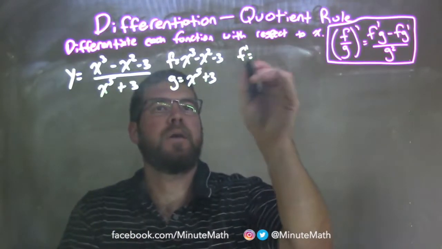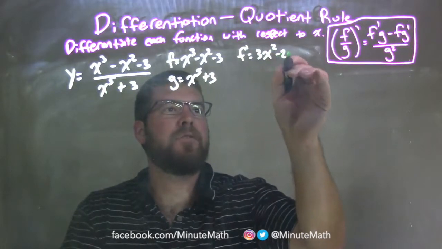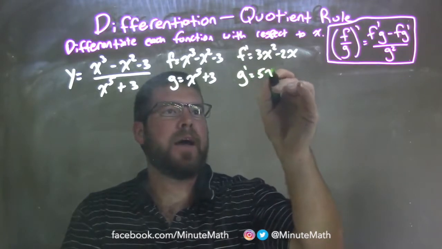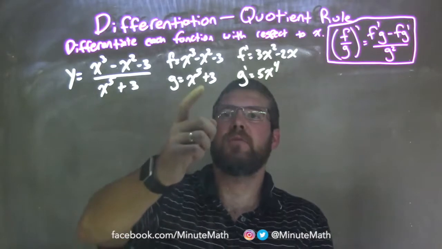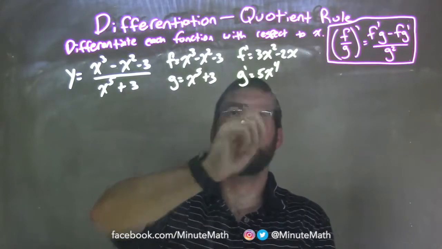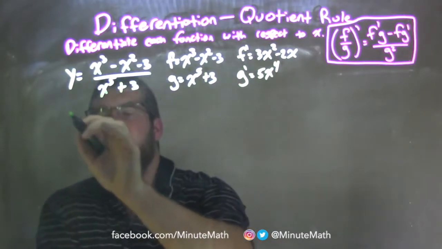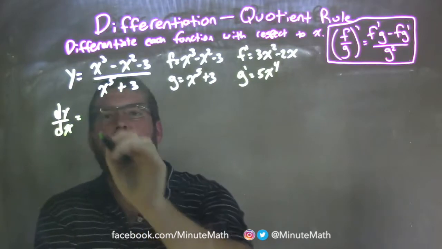So f prime, take the derivative of f, which is 3x squared minus 2x, and take g prime to be 5x to the 4th power, okay? So we have g equals x to the 5th plus 3, and g prime being 5x to the 4th. Now we need to apply the quotient rule here, so dy/dx. Let's go apply the quotient rule.